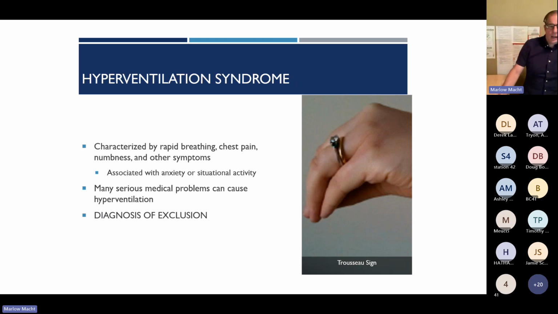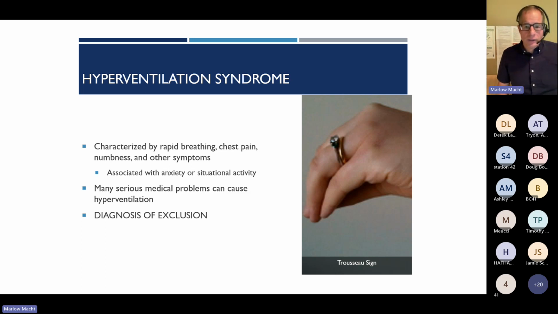And then finally, we're going to talk about hyperventilation syndrome. With hyperventilation syndrome, you can see rapid breathing, chest pain, numbness, other symptoms. You can see this Trousseau sign where you have spasms of the hands and the wrist. You can also see spasms in the feet. There are serious medical problems that cause hyperventilation, so seeing those signs does not mean that there's not something else going on. Hyperventilation is ultimately a diagnosis of exclusion.